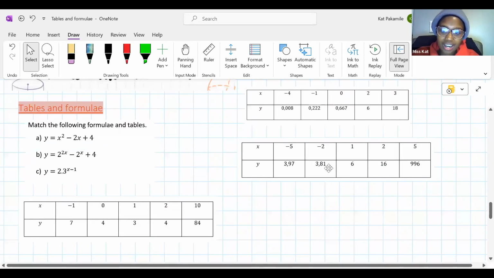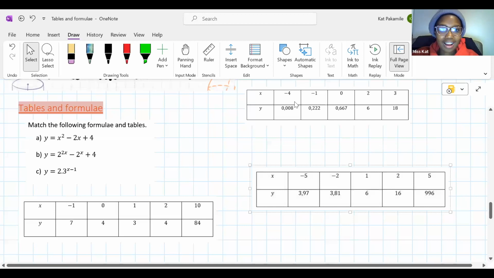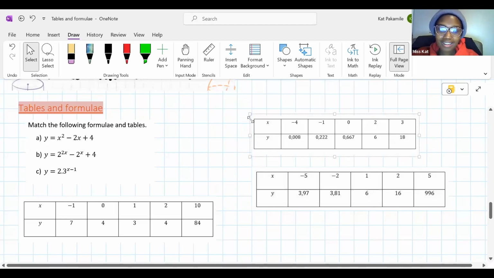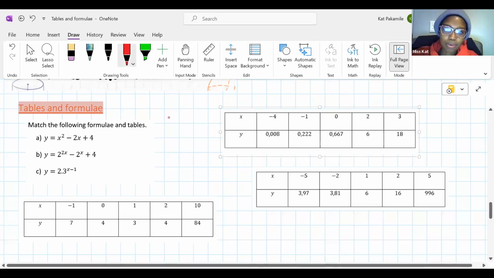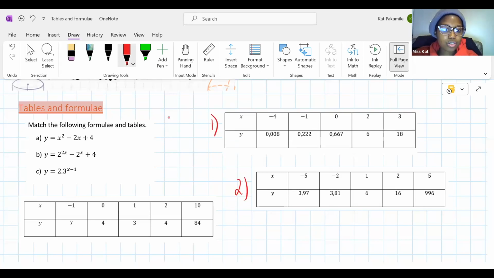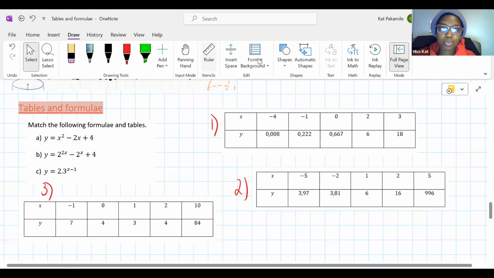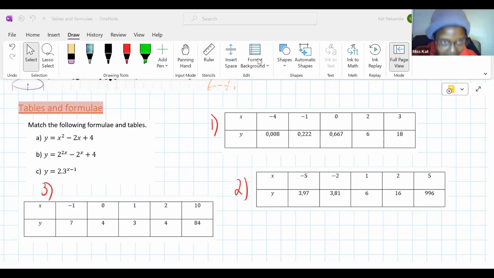Okay. Now, we are going to match these formulae and tables. Let me number the tables. Number 1, number 2, and number 3. So you're going to use substitution to check which formula matches with which table. Our brains are in hospital. It's visiting hours. Go visit and use it. Come on now, let's go.